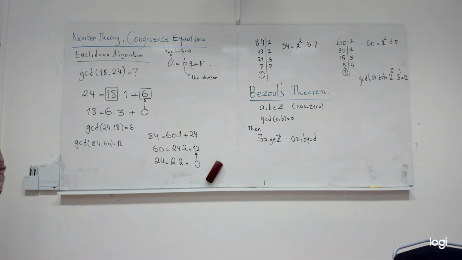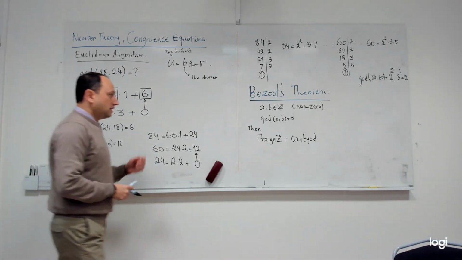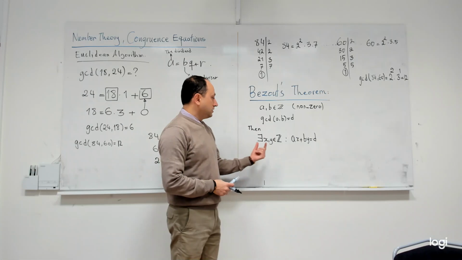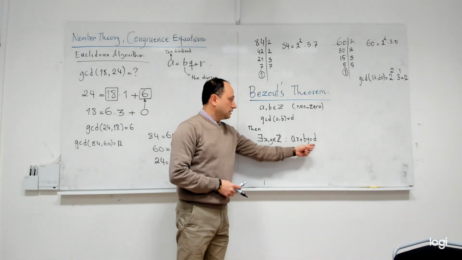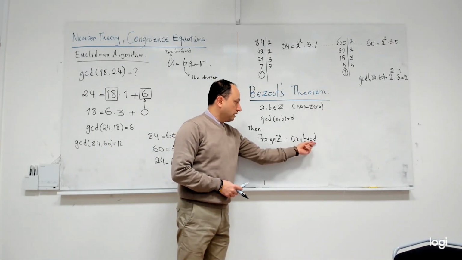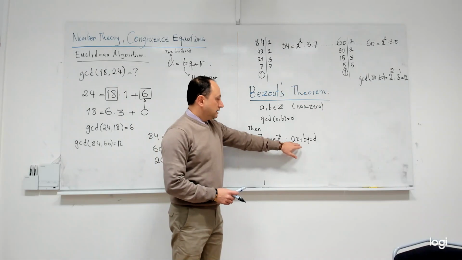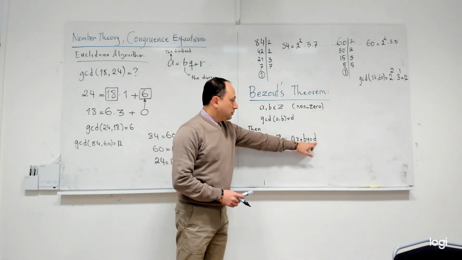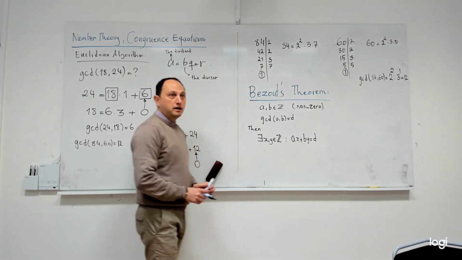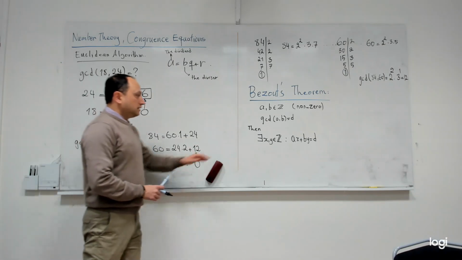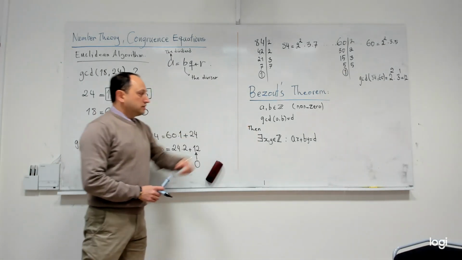So it tells you that if you have two integers and you find the greatest common divisor of those two integers, this theorem guarantees that you can always find integers x and y so that ax plus by is equal to d. So you can write the greatest common divisor in terms of the numbers a and b themselves. Of course, it is not unique; x and y could be different numbers.